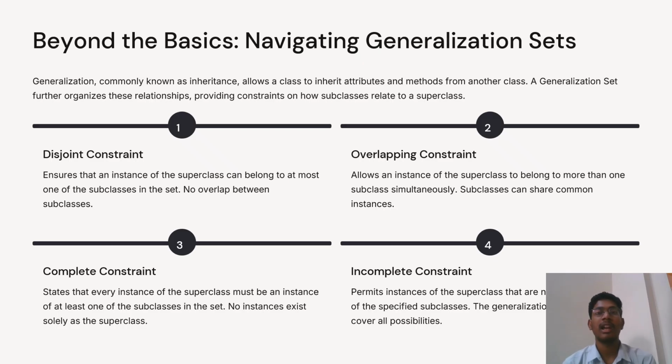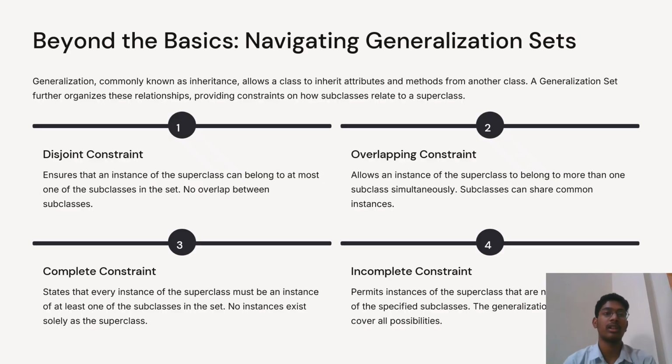And beyond the basics, navigating generalization sets. Generalization, commonly known as inheritance, allows a class to inherit attributes and methods from another class. A generalization set further organizes this relationship, providing constraints on how subclasses relate to a superclass: disjoint constraint, overlapping constraint, complete constraint, and incomplete constraint.